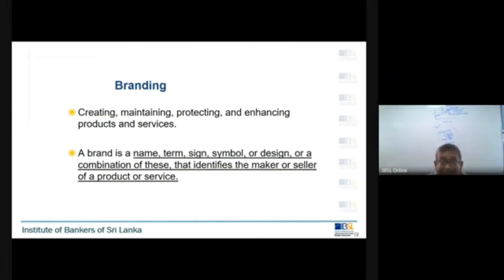A brand is a name, a term, a sign, a symbol, or a design, or a combination of these that identifies the maker or seller of a product or service. So if the examiner asks you, what do you mean by a brand? Now banks, all banks have a brand. Now they measure the brand equity, brand value, right? A lot of banks say they are the number one brand.